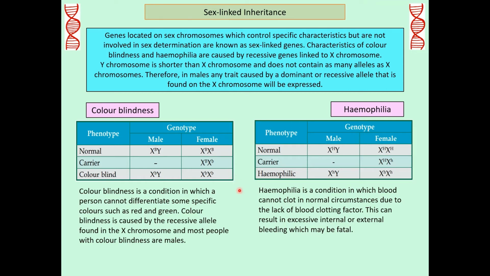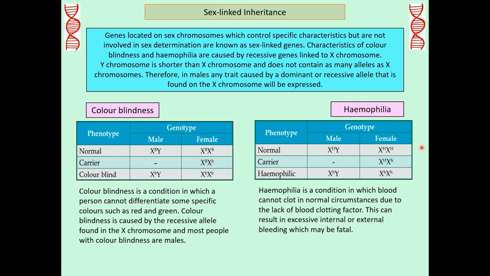Color blindness is a condition in which a person cannot differentiate some specific colors, such as red and green. Color blindness is caused by a recessive allele found on the X chromosome, and most people with color blindness are male, because one recessive allele on the X chromosome is enough for a male to become color blind.